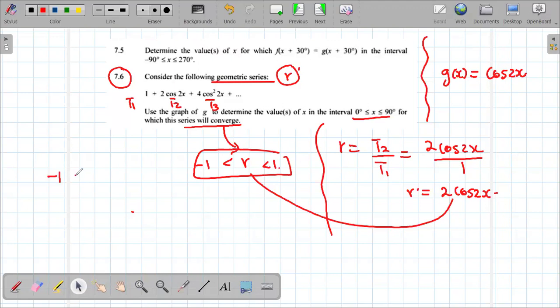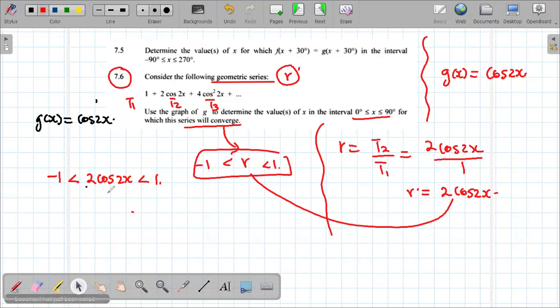-1 is between, what is R? 2 cos 2x, which is less than 1. Okay, but what can I do? Is me and you man. What is g of x? G of x is cos 2x.